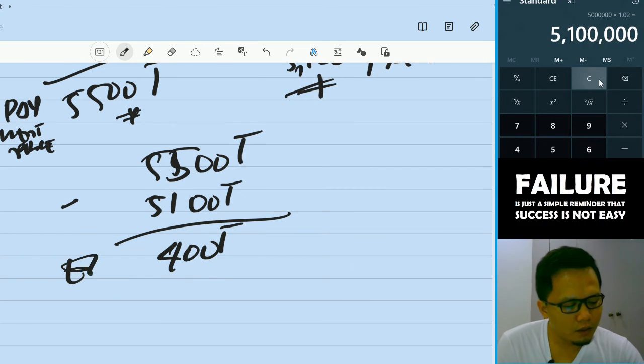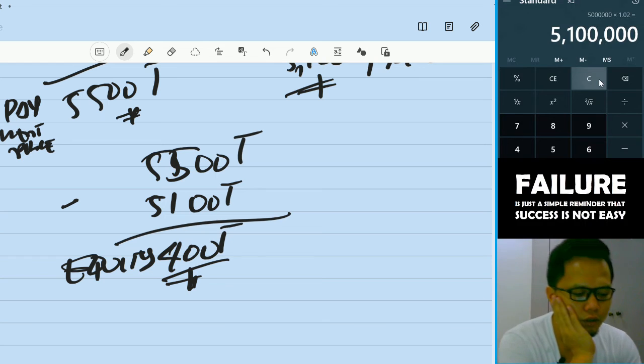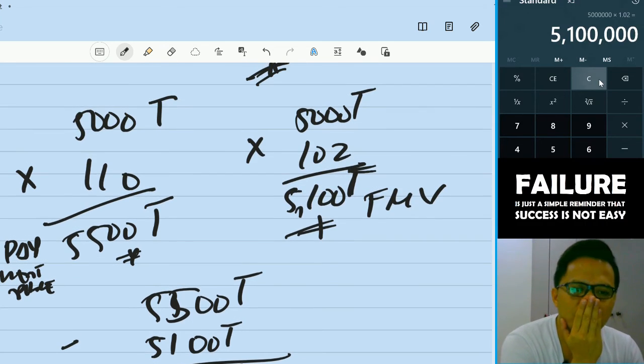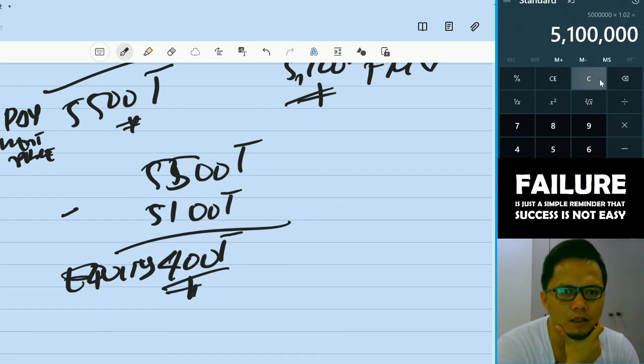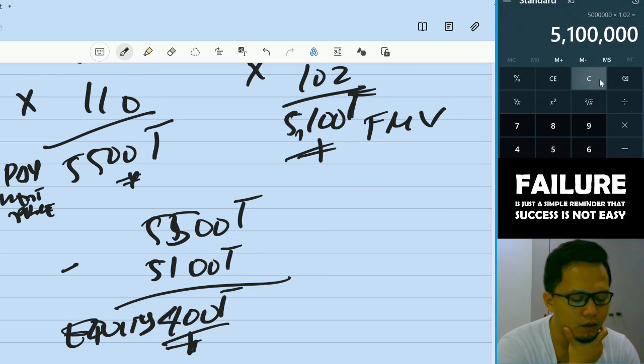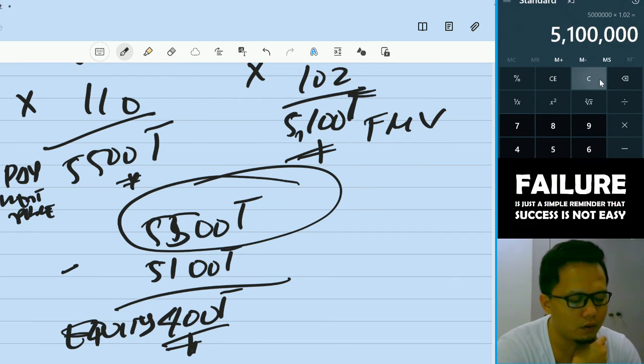So 400,000 is the equity. Okay? 400,000 is the equity or applicable to the conversion privilege. So ngayon, ito yung sinasabi natin na medyo diferensya if it is a normal retirement. Because kung normal retirement sana to, ang gagamitin is itong full 5,500,000, which is the retirement price or the payment price or the extinguishment price.